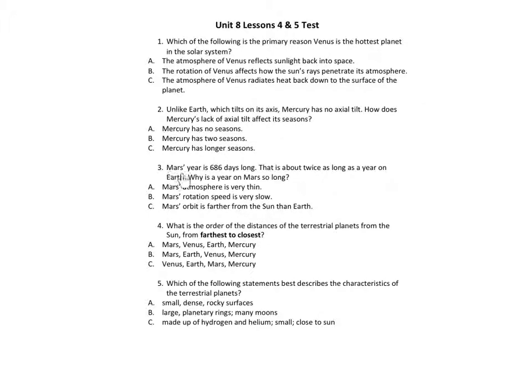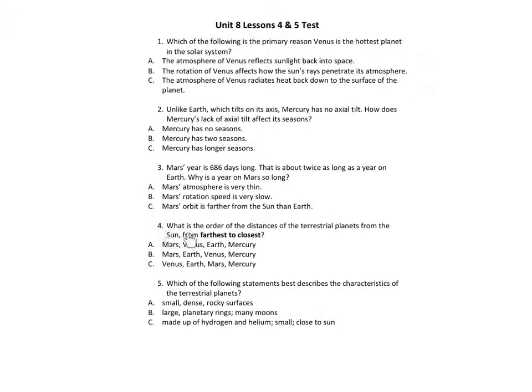Number 3. Mars' year is 686 days long. That is about twice as long as a year on Earth. Why is a year on Mars so long? A. Mars' atmosphere is very thin. B. Mars' rotation speed is very slow. C. Mars' orbit is farther from the Sun than Earth.